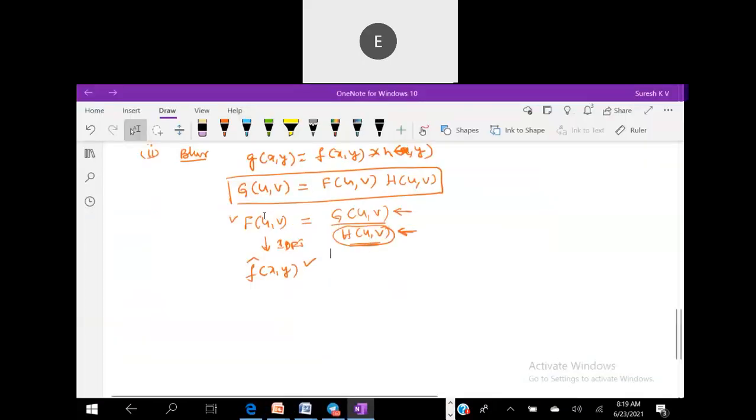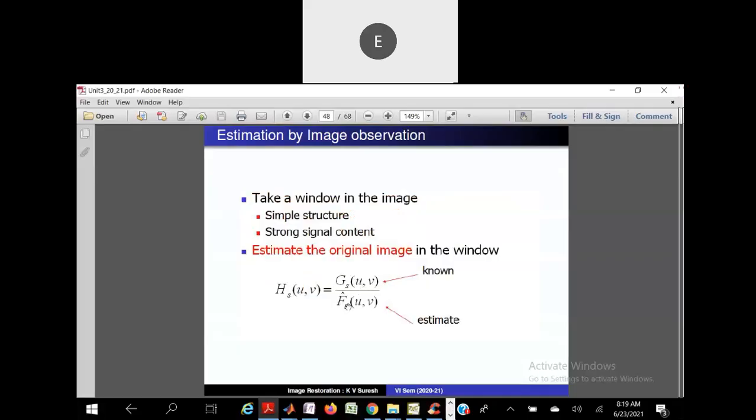So this is the equation now. What you need to do is estimate H, so H is G by F. That's exactly what is done here. The only difference is it is not the entire G, it is that small window that you have taken. That means the Fourier spectrum in that small window and the Fourier spectrum of the small estimated region. I hope you understood.